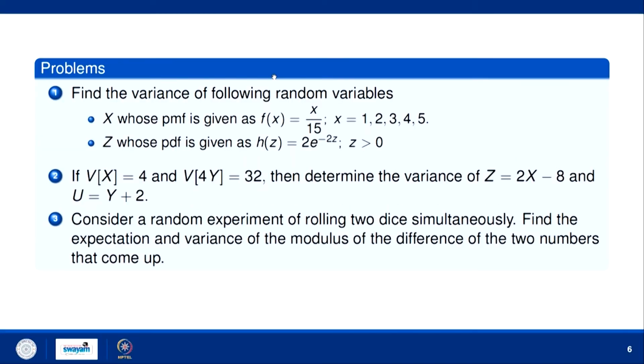Okay. Now, let us discuss a few problems based on variance of x. Suppose you want to find out variance of random variable x whose PMF is given by x by 15 when x is from 1 to 5. This is a discrete case. So, how can we find the variance of this? Here, the PMF of x is simply given by x upon 15, where x is 1, 2, 3, 4, 5.